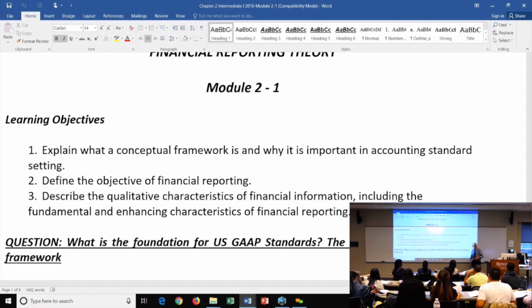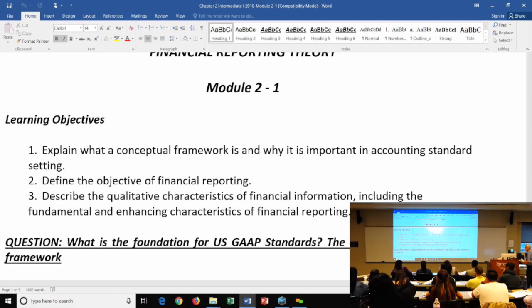What Chapter 2 will deal with is primarily the conceptual framework and accounting theory. Now, again, as we said, this is an important part of what we're going to be doing. This becomes the foundation for GAAP standards sections. First, explain what a conceptual framework is, then tell you why it exists, why it's important to have one.